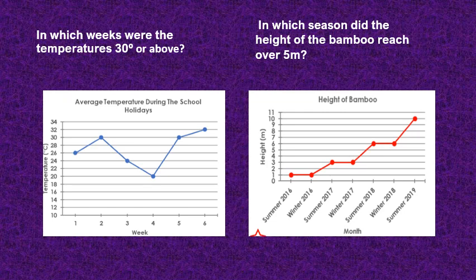So read the line graph and again reread the question so you understand exactly what it is you're looking for in the data. They want to know in which weeks were the temperatures 30 degrees or above. And remember, those dots help you read.